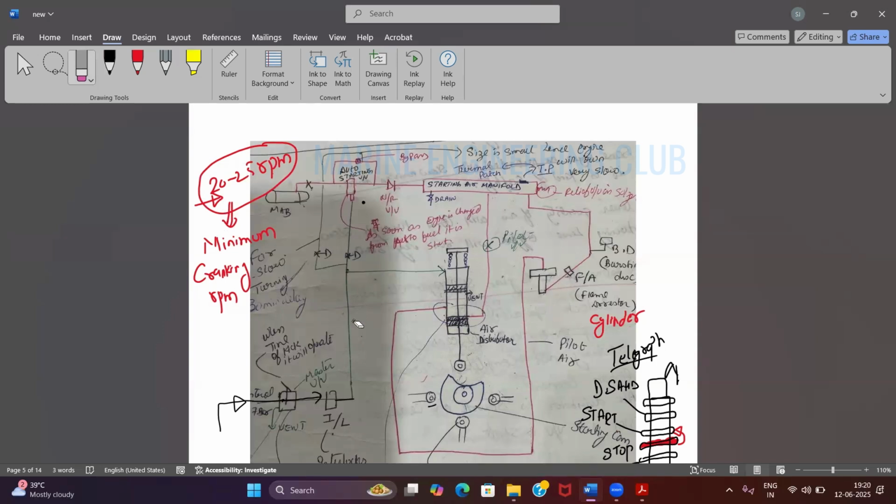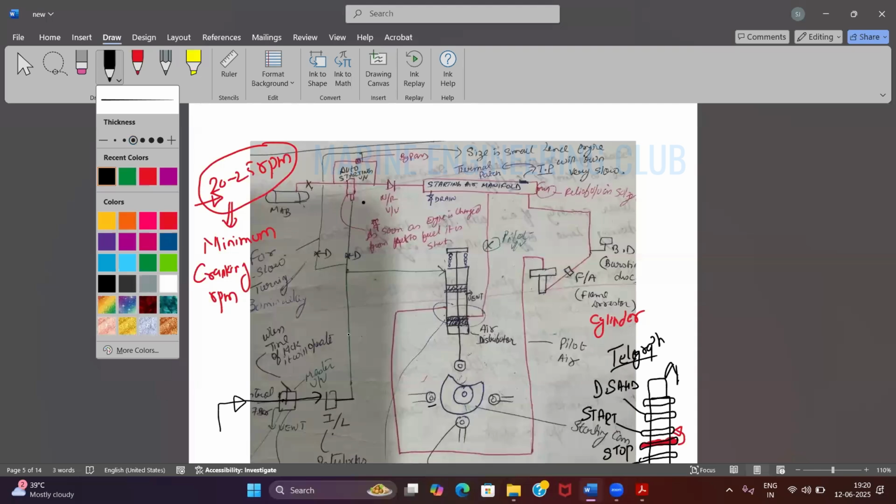Sir, please explain once again about the cam. Yeah, it will come, don't worry. Tomorrow also mostly we will be discussing this diagram only. This diagram will give you a lot of answers actually. A lot of questions are asked just according to this diagram, not just in your oral but also in your written.